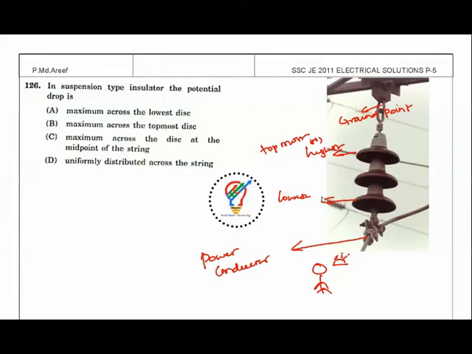Okay, so this is the disk which is having more voltage stress or potential stress, you can say, in the string of these three insulators here. So the maximum is across the lowermost disk. So lowermost disk is the answer here. So this is the correct answer. That is, the maximum voltage is across the lowest disk.